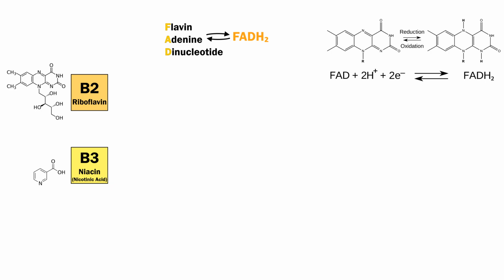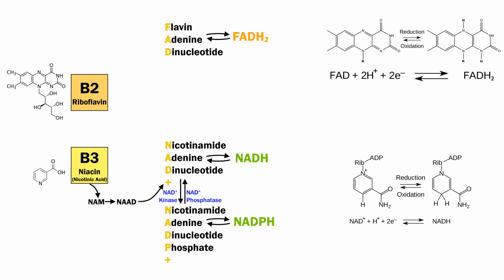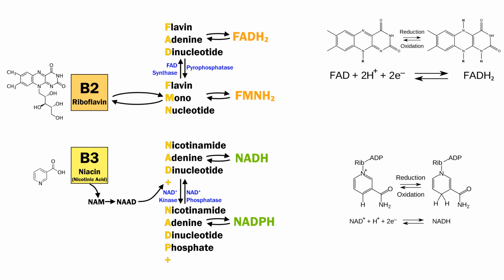The addition of the equivalent of a whole hydrogen atom is a redox reaction, unlike the addition or removal of a proton, which is an acid-base reaction. Niacin is metabolized to NAD+ or nicotinamide adenine dinucleotide, which is reversibly reduced to NADH, this time with 2 electrons and 1 proton, or the equivalent of a hydride ion. The phosphorylated form NADPH undergoes the same reactions but has different uses that I'll discuss later. There's also another form of riboflavin derivative, which is flavin mononucleotide, FMN, which undergoes the same reactions as FAD.